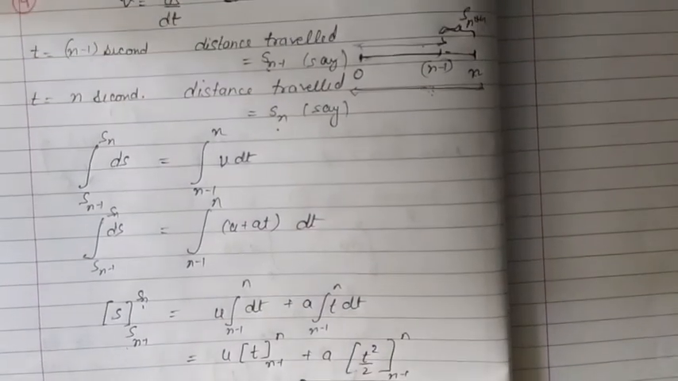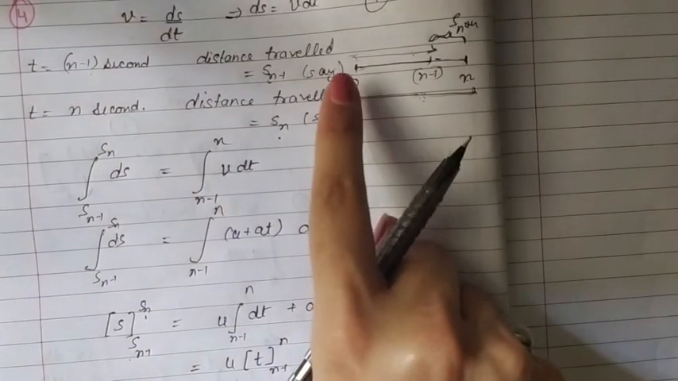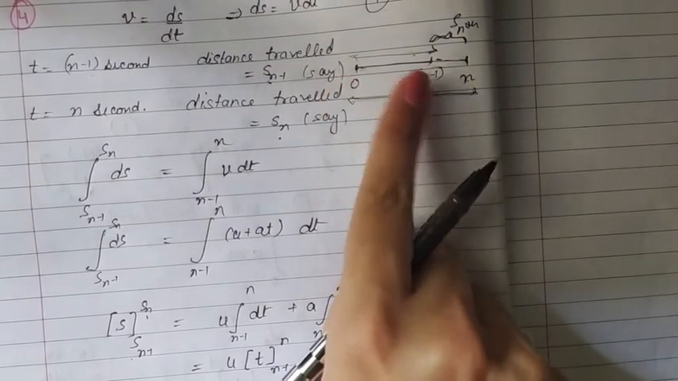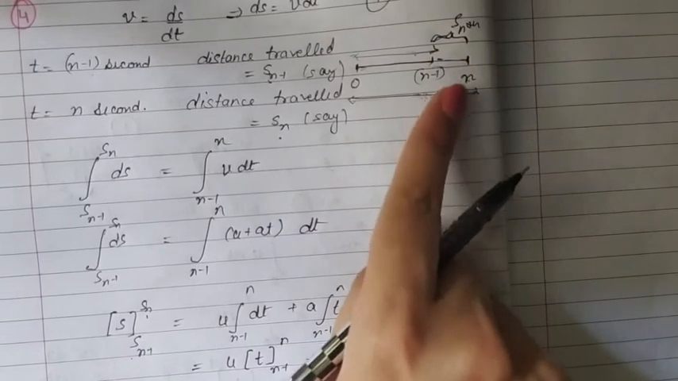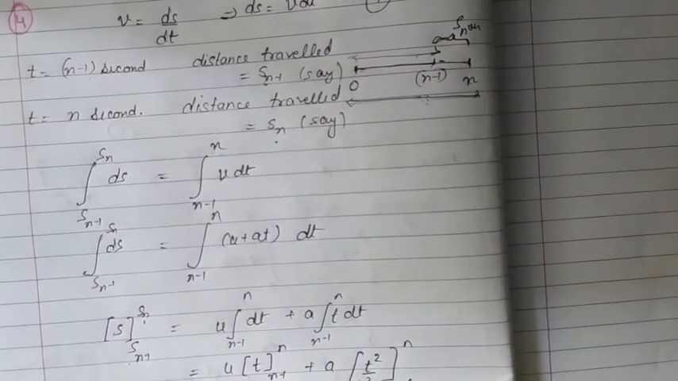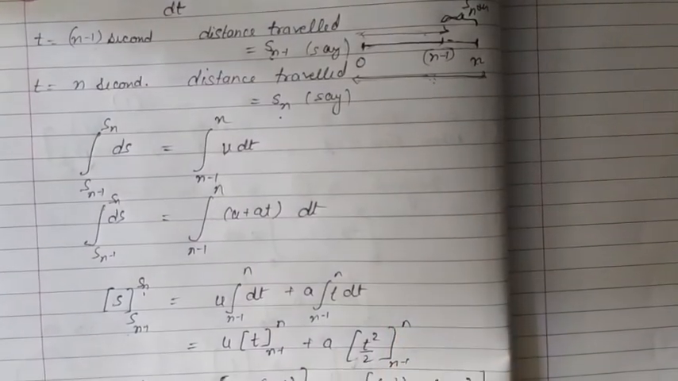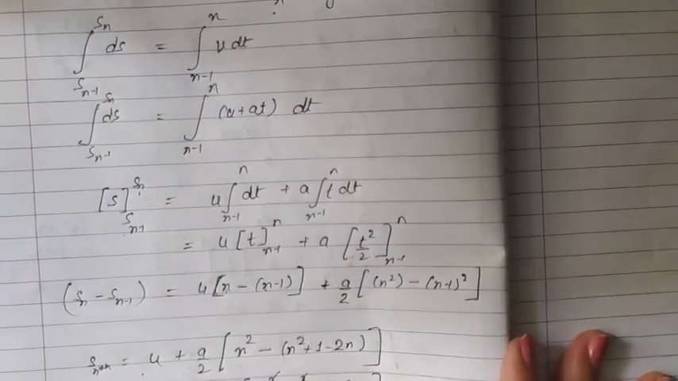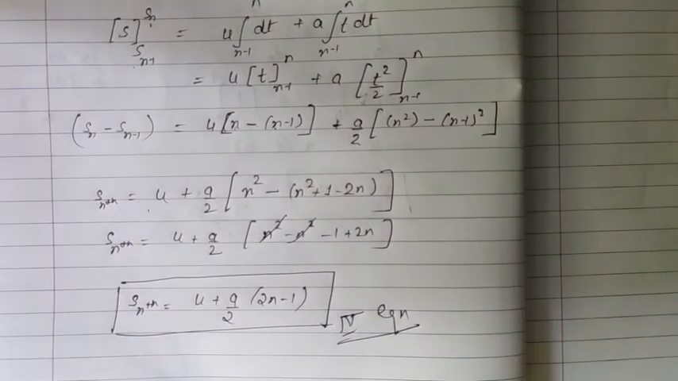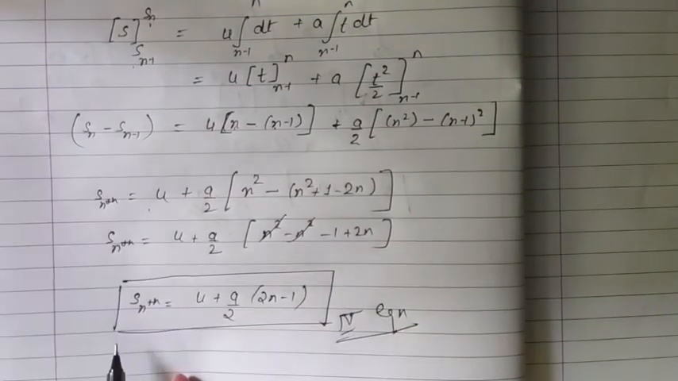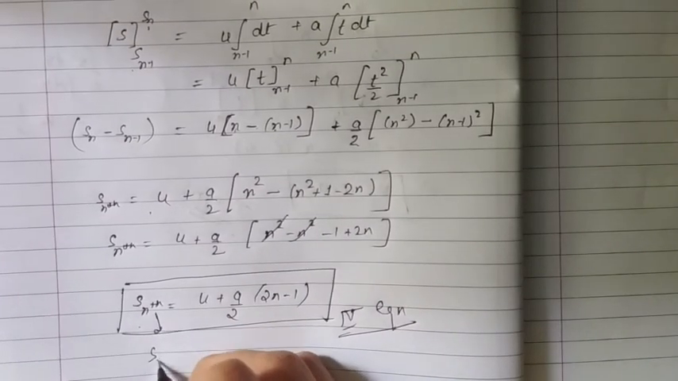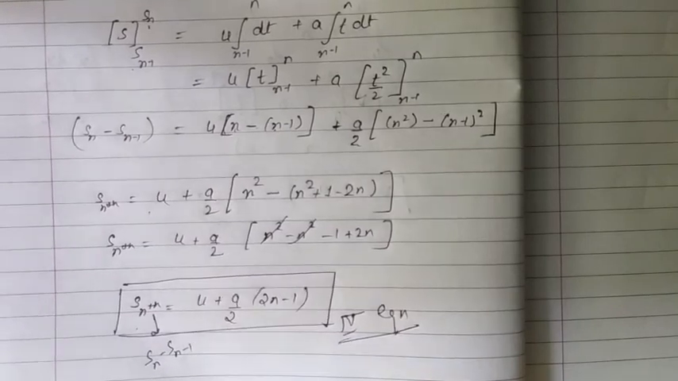The only change is in the limits. We are not taking from 0 to a particular time, while we are taking from n minus 1 to n for this particular second. This is the change in the limits, and the process is the same, the integral is the same, only the limit is changed, and we get the final answer Snth is equal to u plus a by 2 times 2n minus 1, where Snth is the distance travelled in nth second, or this is equal to Sn minus Sn minus 1.